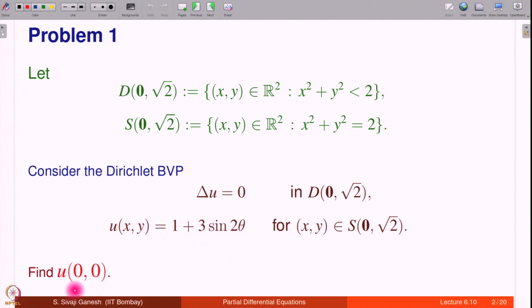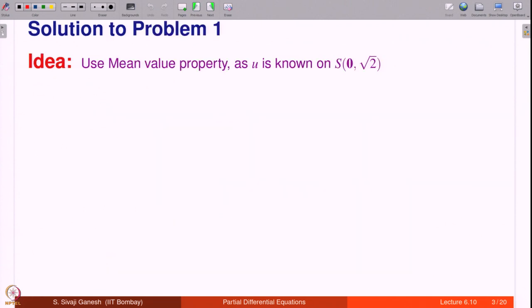So now how do you find this u(0, 0)? One way of course is to find the solution of this problem and find the value at (0, 0), but do we have to do that much? The idea is to use the mean value property. u is known on the circle, you are asking what is the value of u at the center, and precisely the mean value property is what connects both the things.